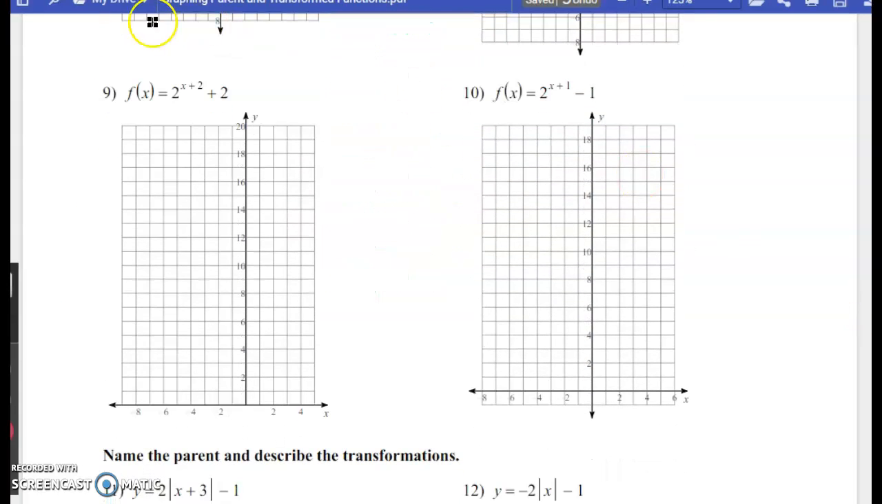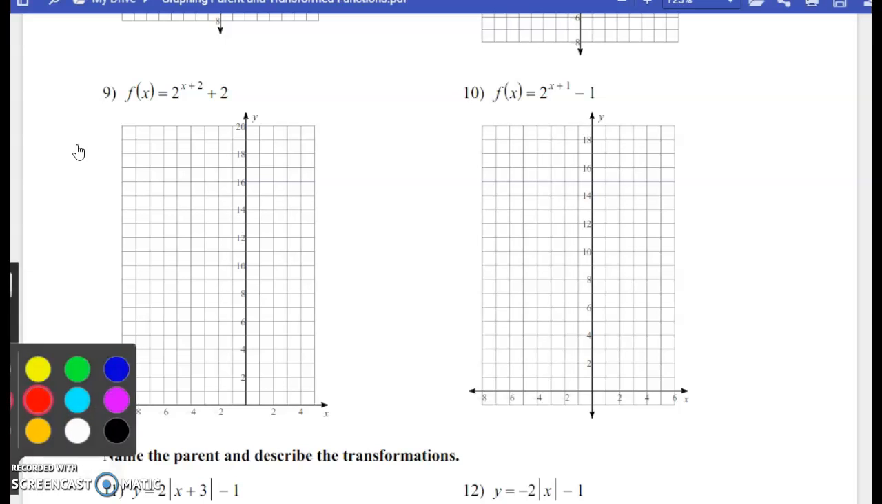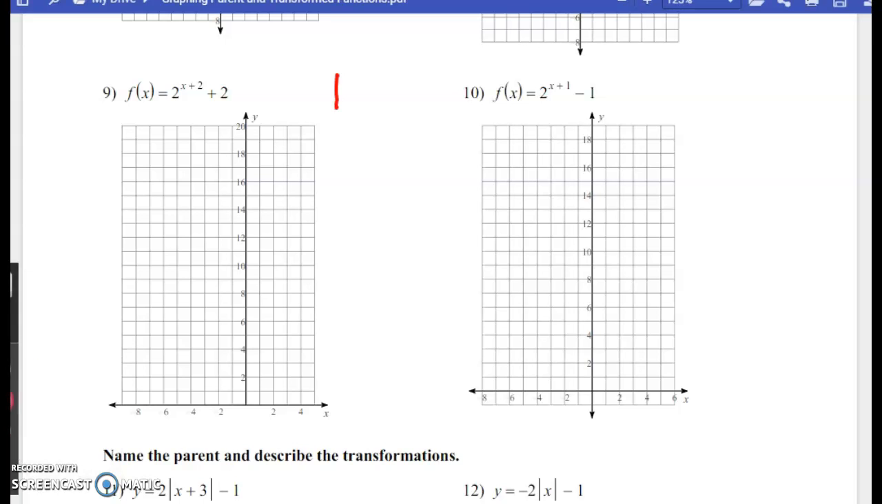So number 9, I look at it and I see, well, the x is in the exponent, so this parent must be exponential. And it's the same one we did in the notes. So again, you can go back to your parent function notes. Exponential. And get the graph of it. I don't remember which points I picked. I'm just going to plot some that I know off the top of my head.